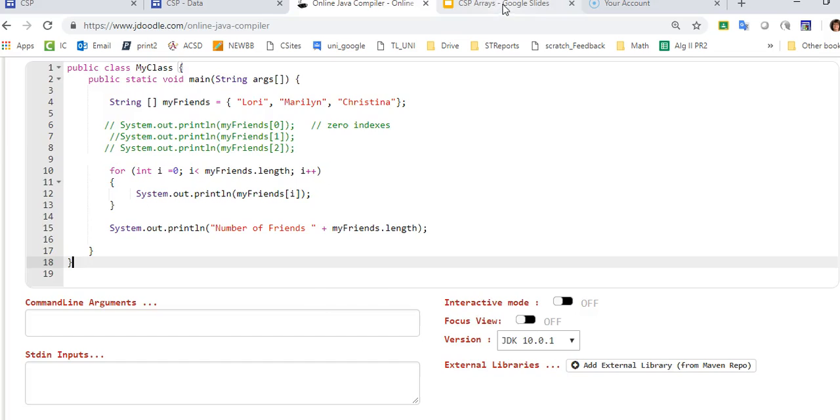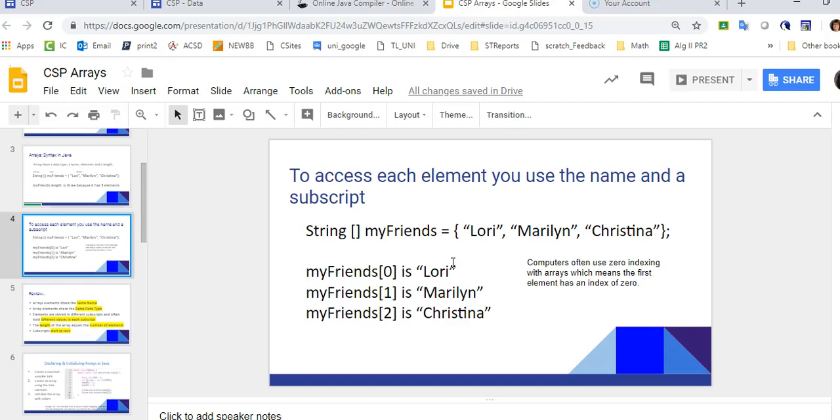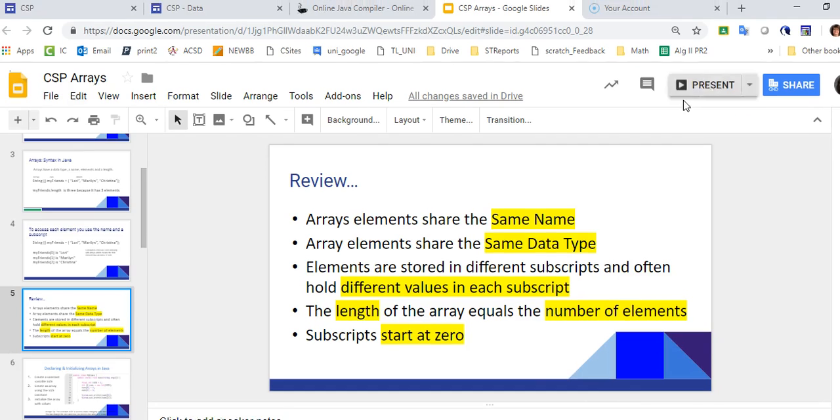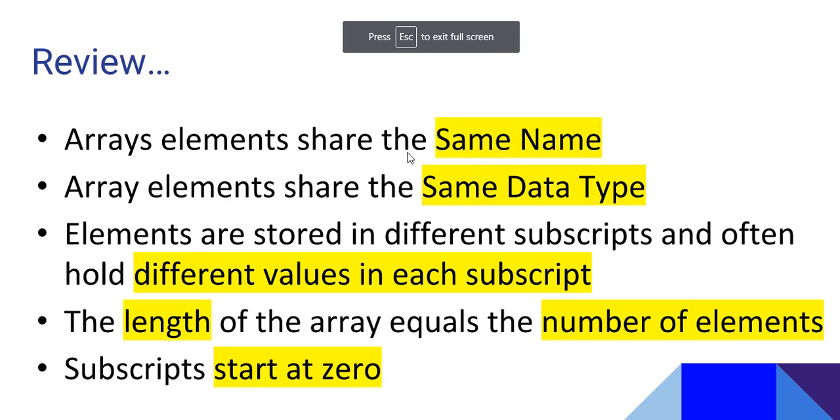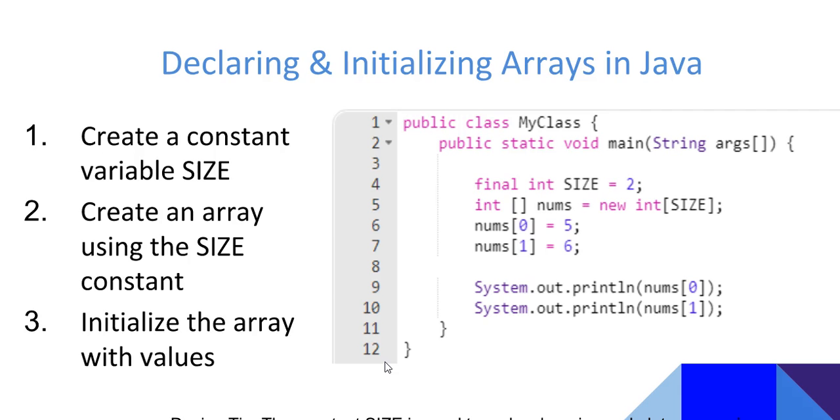Our PowerPoint slides show some additional examples. It talks about accessing arrays. Just to review these quickly, keep in mind that arrays all share the same name. They share the same data type. You cannot mix data types. Their elements are stored in different subscripts, and they often have different values, although they could have the same. The length of the array is equal to the number of elements, and the subscripts start at 0.